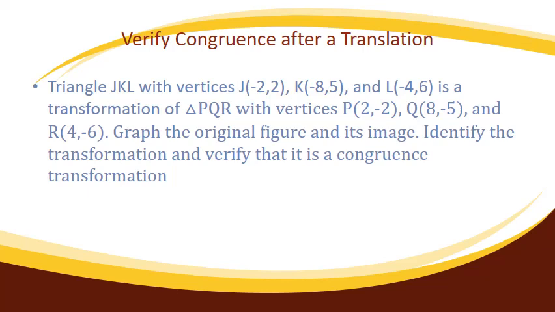It says triangle JKL with vertices of J is (-2, 2), K is (-8, 5), and L is (-4, 6), is a transformation of triangle PQR. So triangle PQR, that is the pre-image, and triangle JKL is the image. So we're transforming from PQR to JKL. And triangle PQR has vertices P (2, -2), Q (8, -5), and R (4, -6).